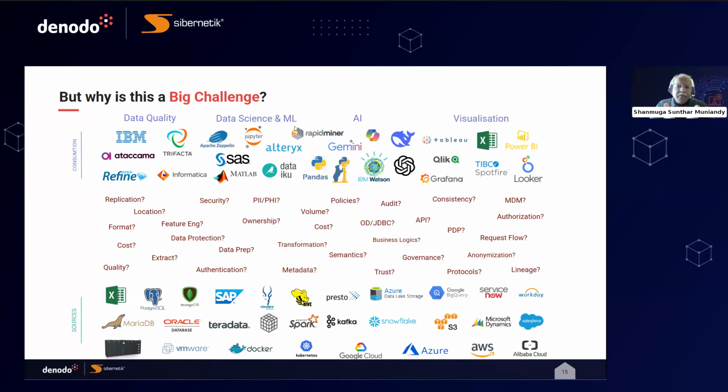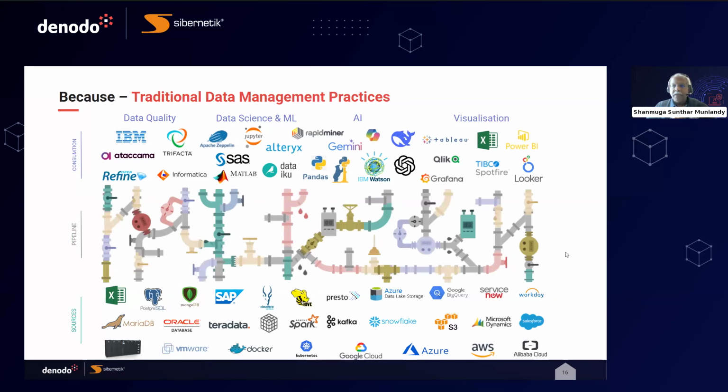Now, if I look at why we are at this challenging ecosystem, Jerry, if we move one slide, then you see that the reason is that we are very highly dependent on traditional data management practices, which highly utilize ETL processes, ELT processes.